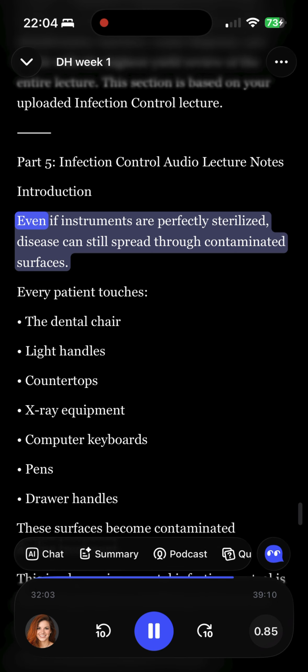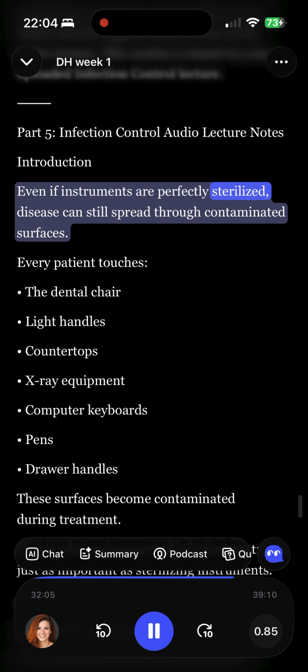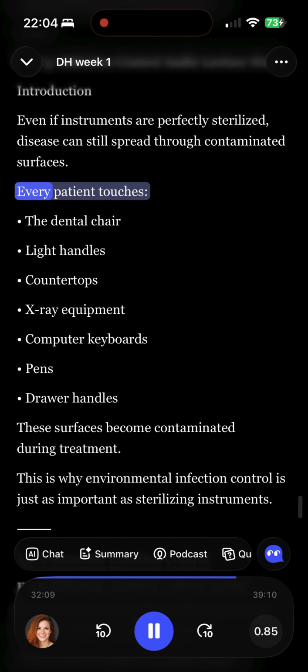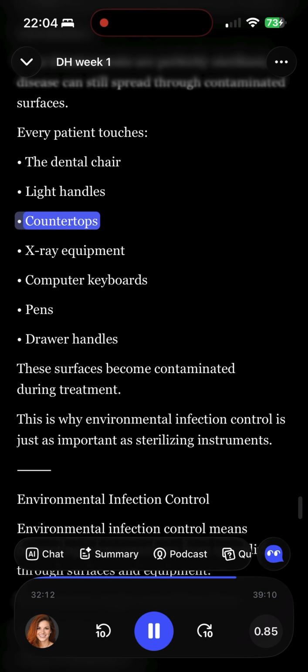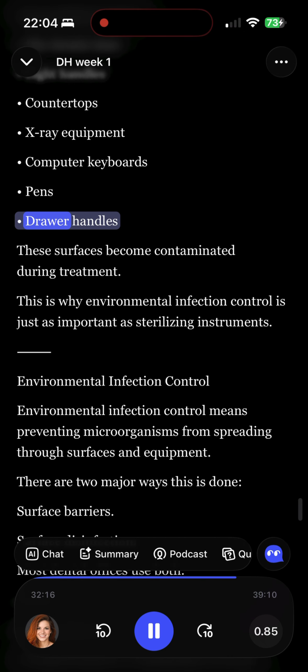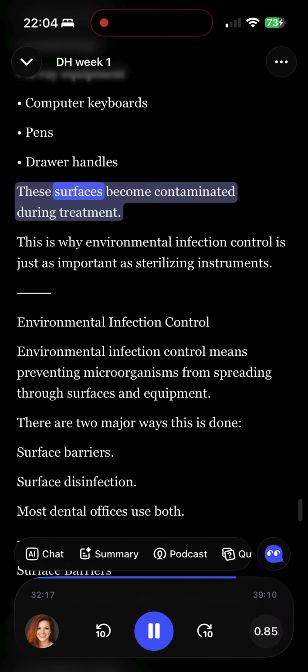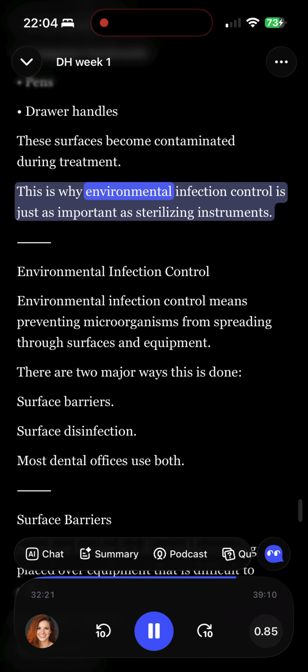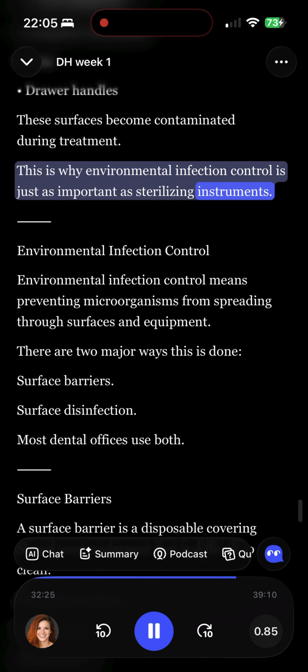Introduction. Even if instruments are perfectly sterilized, disease can still spread through contaminated surfaces. Every patient touches the dental chair, light handles, countertops, X-ray equipment, computer keyboards, pens, and drawer handles. These surfaces become contaminated during treatment. This is why environmental infection control is just as important as sterilizing instruments.